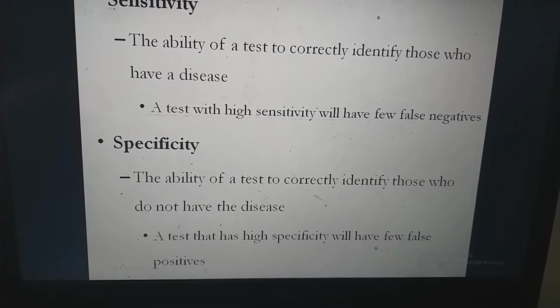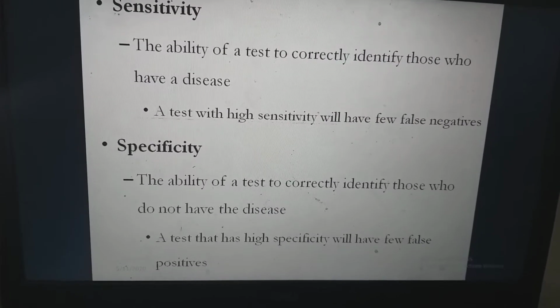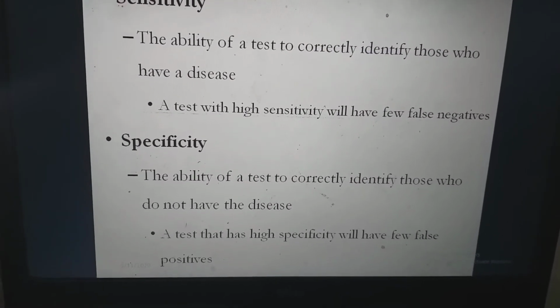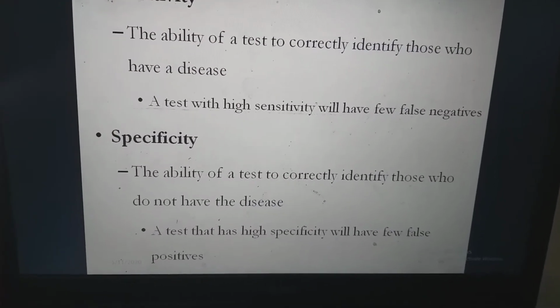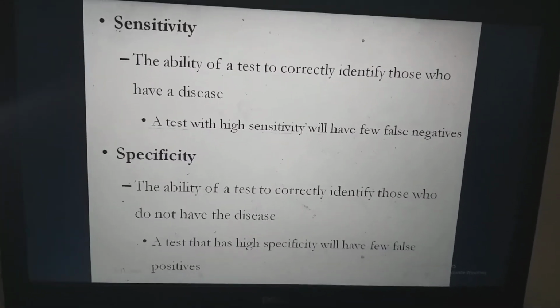Specificity is the ability of a test to correctly identify those who do not have a disease, true negatives. A test that has high specificity will have what? Few false positives. So this is the main difference between them.